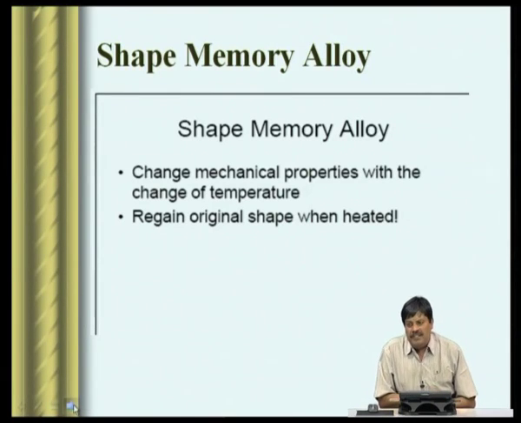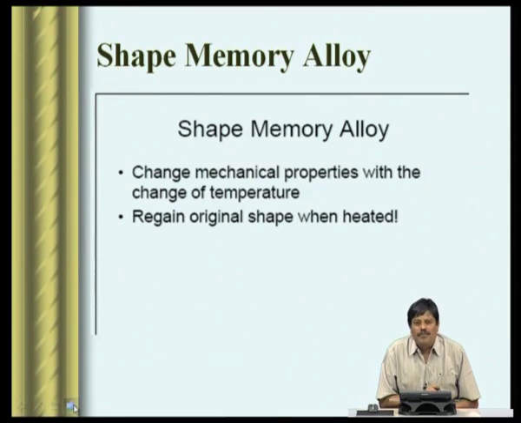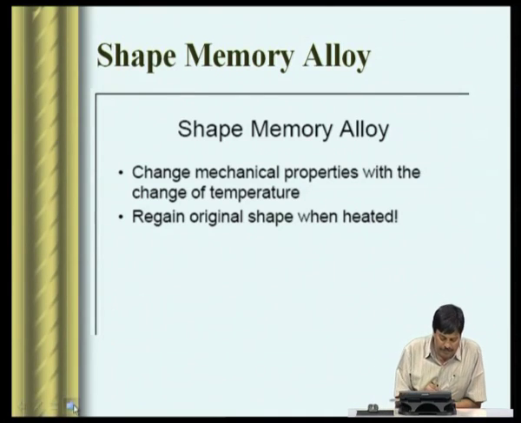The next material we are talking about is a shape memory alloy, and the shape memory alloy basically changes its property with the change in temperature. So, basically, at normal temperature it will be in one phase. When the temperature increases, it goes to the other phase and retains the memory. It precisely regains the original shape when heated.